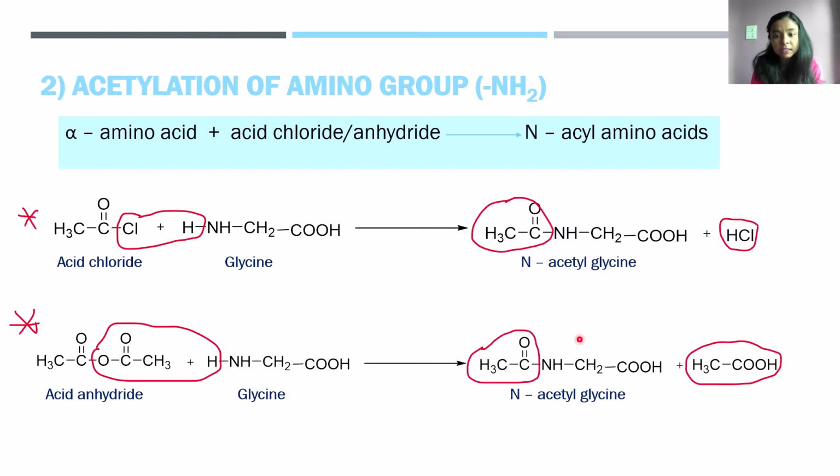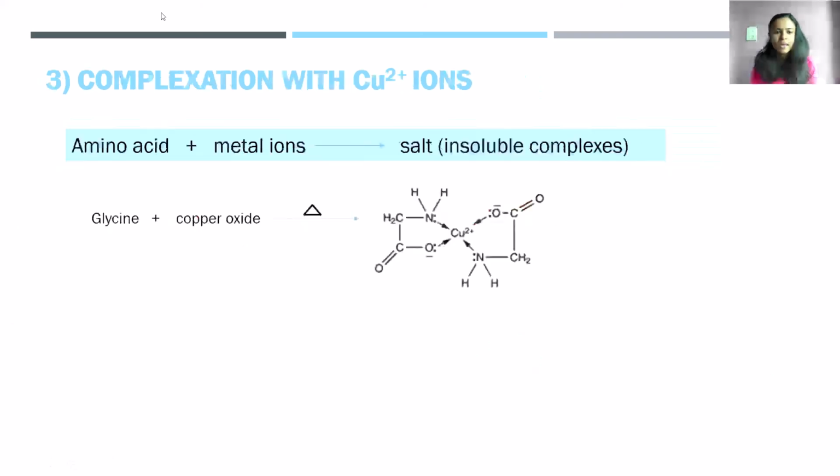And this is how the acetyl group, which is the CH3CO group, gets attached in the amino acid.